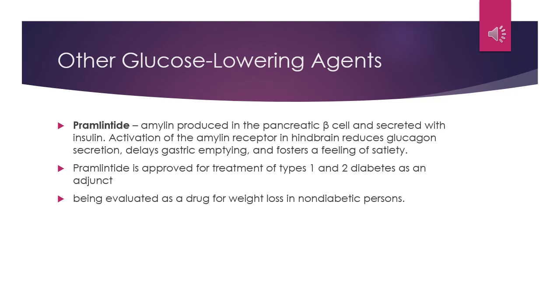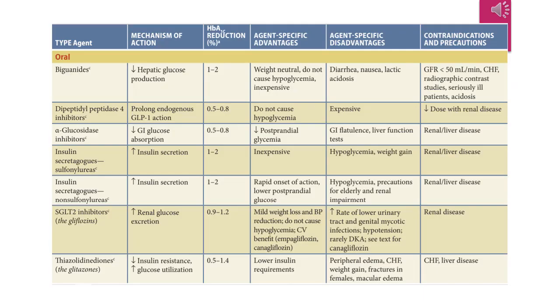It can also be administered in type 1 diabetes mellitus patients. Now it is being evaluated as a drug for weight loss even in non-diabetic persons. Synthetic amylin is pramlintide. Now this is a busy slide. In this slide, all the medications that I have discussed so far have been summarized. On the left hand side, you can see the names of the groups.